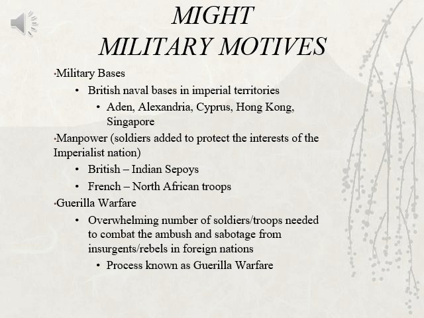Another reason that the imperialist nations wanted to expand their military power was they needed an overwhelming number of soldiers and troops to combat the ambush and sabotage from insurgents or rebels in these foreign nations. That was a process known as guerrilla warfare, where citizens and soldiers alike would align themselves against the imperialist powers, trying to fight them back through these guerrilla warfare tactics and strategies.